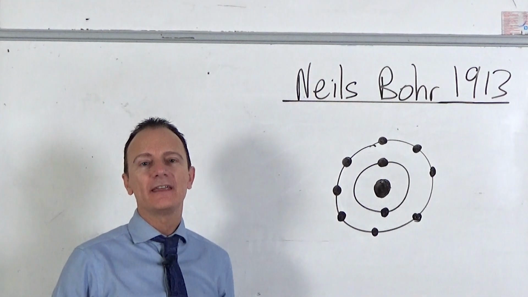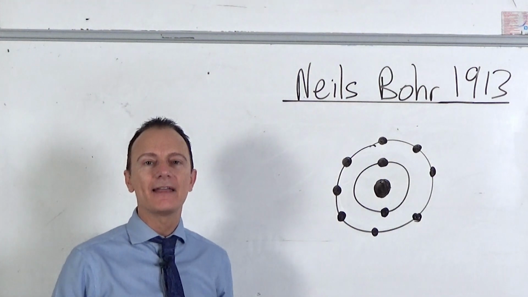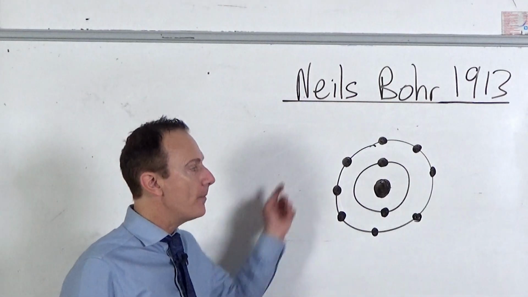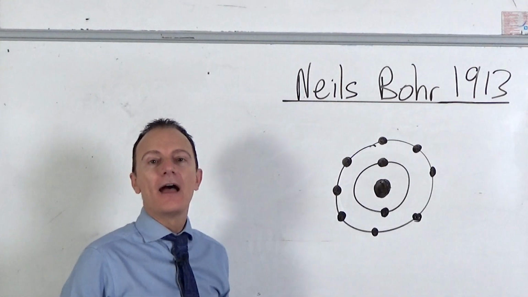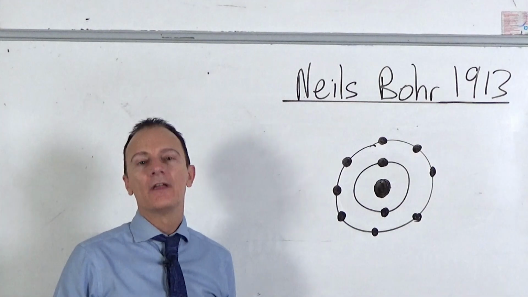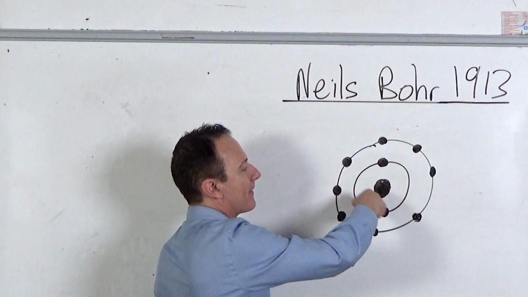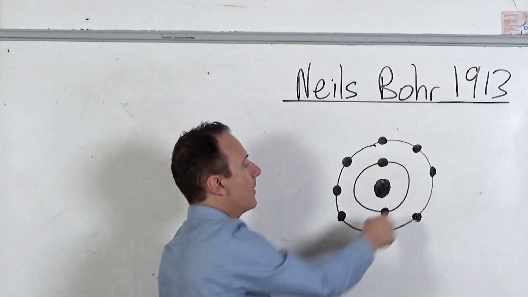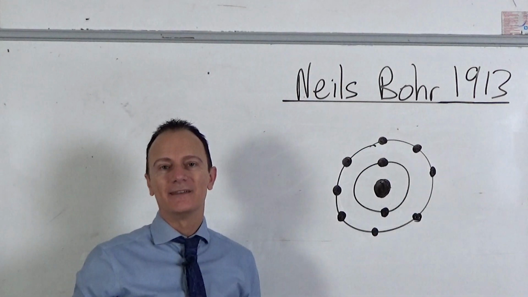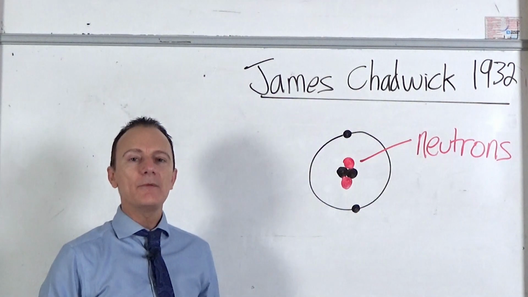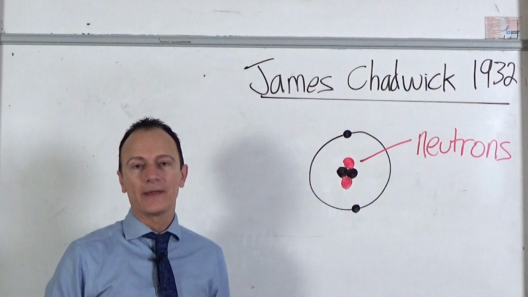In 1913, the Danish scientist Niels Bohr came up with the idea of electron shells, and he said that electrons orbit around the outside of the atom and they're on electron shells that are a fixed distance from the nucleus. So electrons either go around here or here, but not anywhere in between. The thing we haven't talked about yet is neutrons. They were discovered by James Chadwick.